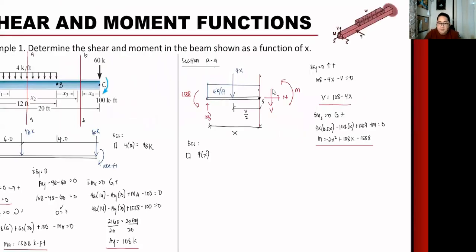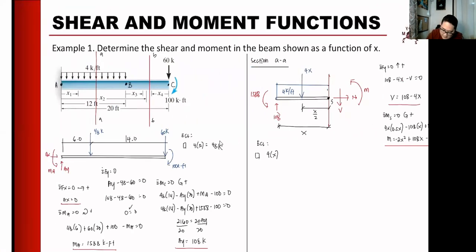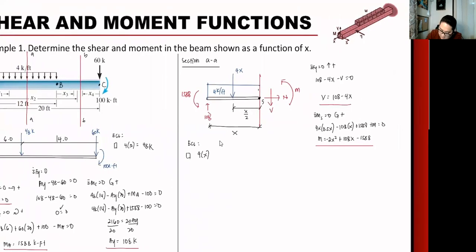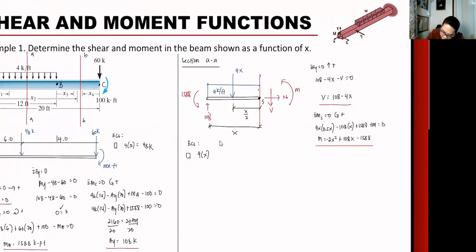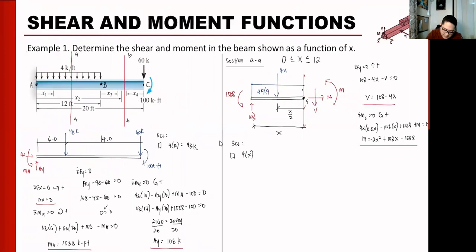So ito is applicable lang sa distance lang. Yung range nito will be kung saan lang yung cut section natin, kung hanggang saan yung boundary niya. So point A to point B. So ibig sabihin itong equation na nakuha natin is applicable lang siya for 0 less than or equal to x less than or equal to 12. Okay? So in between hanggang 12. Ibig sabihin nun, mula dito sa 0 hanggang dito sa 12, ito yung formula natin.